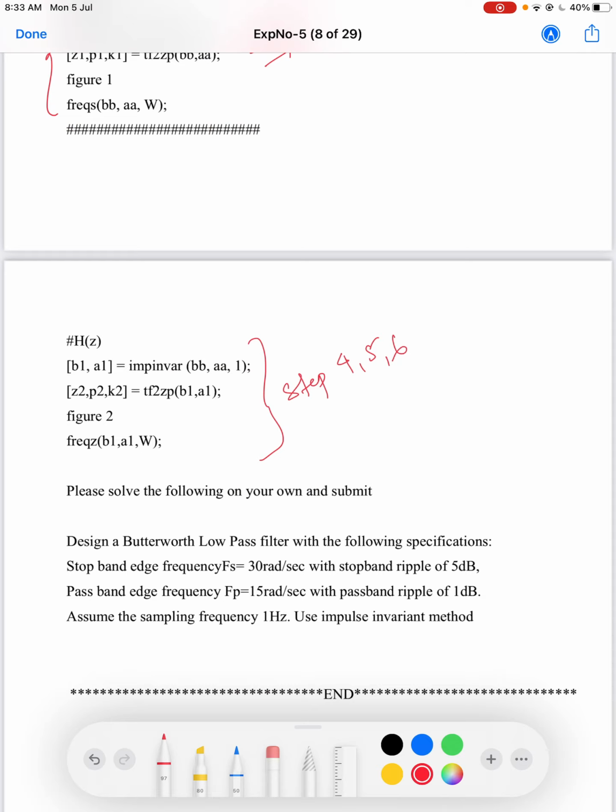Similarly, after solving all, that's it for the previous problem. This one you do as an assignment and submit along with your report. Design a Butterworth filter for the following specifications. Remember, this is already in radian per second, so you need not change it, and this is already in dB, so you need not change it. Keep that in mind. Again, use a sampling frequency of 1 hertz, using the impulse invariant method.